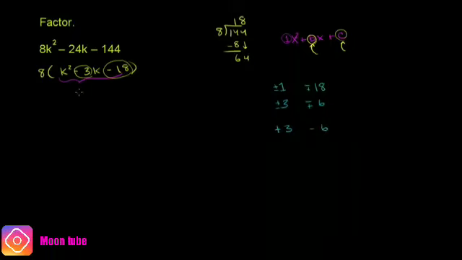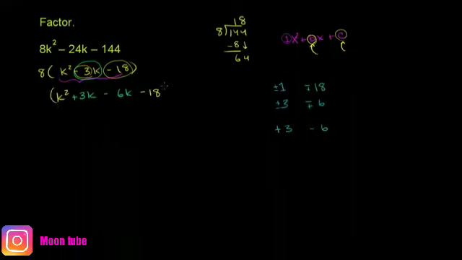Now, for the sake of this example, we'll do this by grouping. We can separate this middle term as the sum of 3k and -6k. So I could write the -3k as plus 3k minus 6k. So we have k squared plus 3k minus 6k, which is the same thing as this over here, and then minus 18, and all of that is being multiplied by 8. Now we're ready to group this thing.